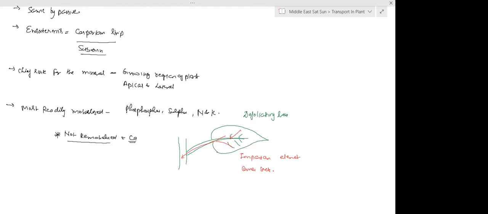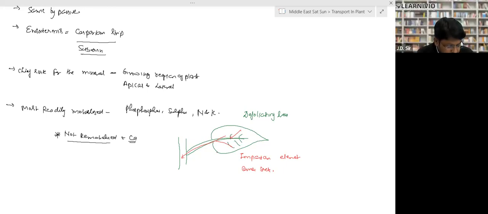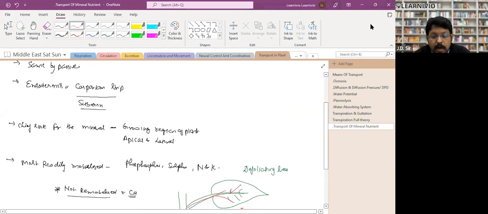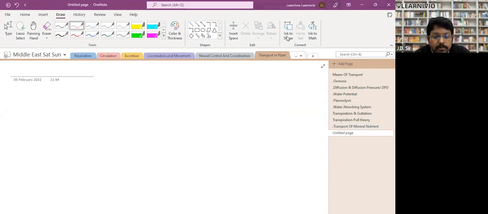Yes, sir. Great. So last but not the least, that is phloem translocation. For transport in xylem, there was a theory, the transpiration pull theory, which explains how transportation takes place in xylem. The transportation in phloem has been explained by a theory called the mass flow hypothesis. Let me explain to you what the mass flow hypothesis is.